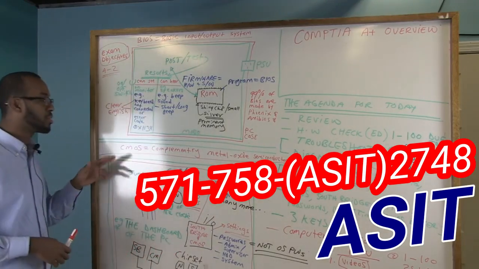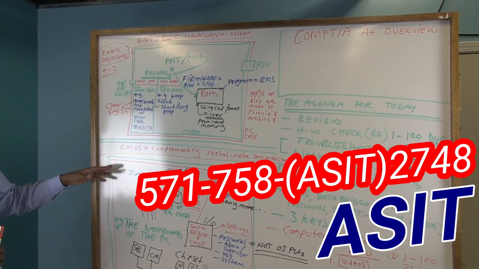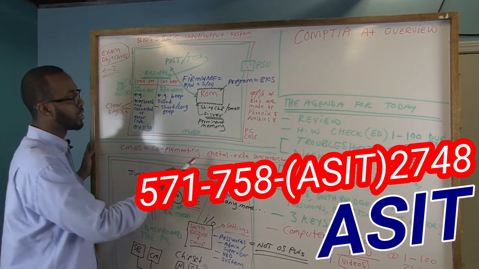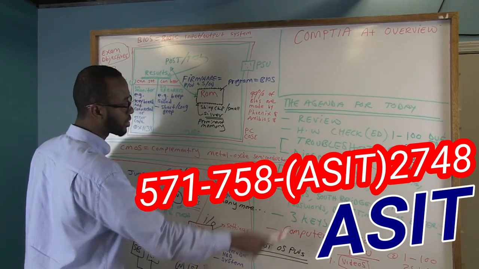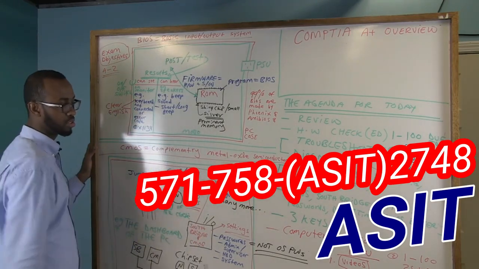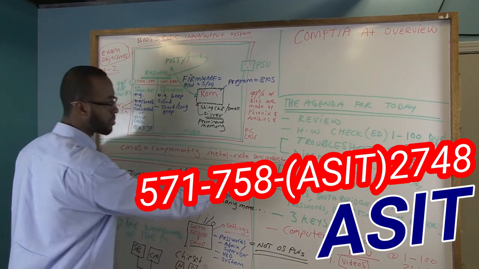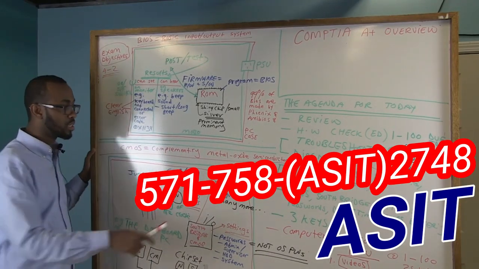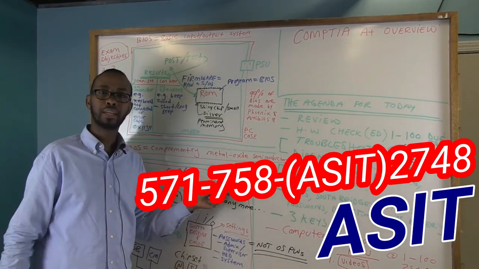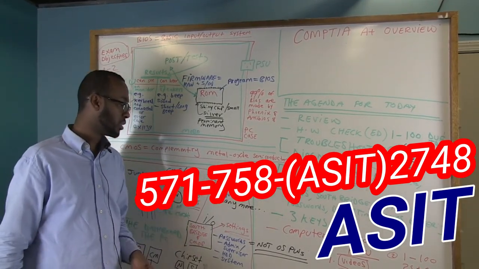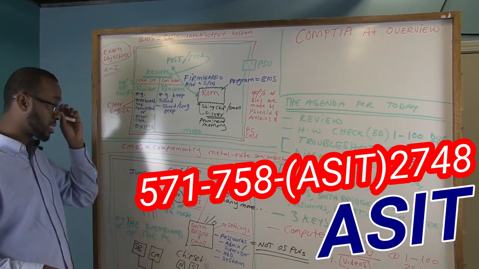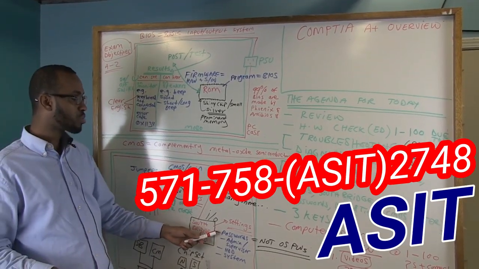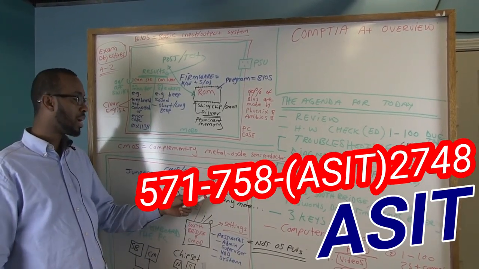Next, CMOS. CMOS is complementary metal oxide semiconductor. Metal, that's hardware; semiconductor, electricity. This deals with two things: settings and data. When we talk about settings, we're talking about passwords, we're talking about language, we're talking about date and time.